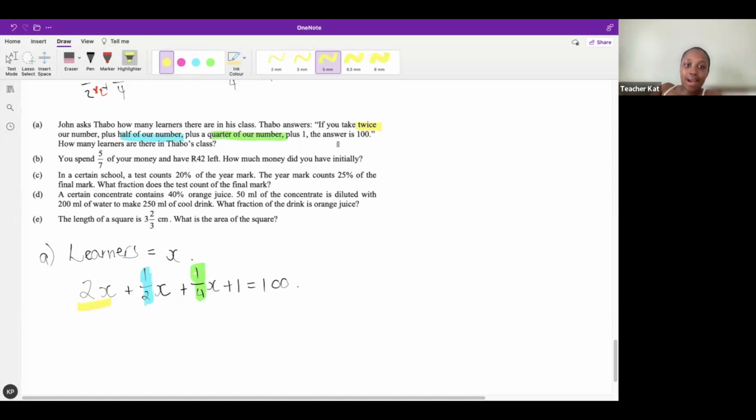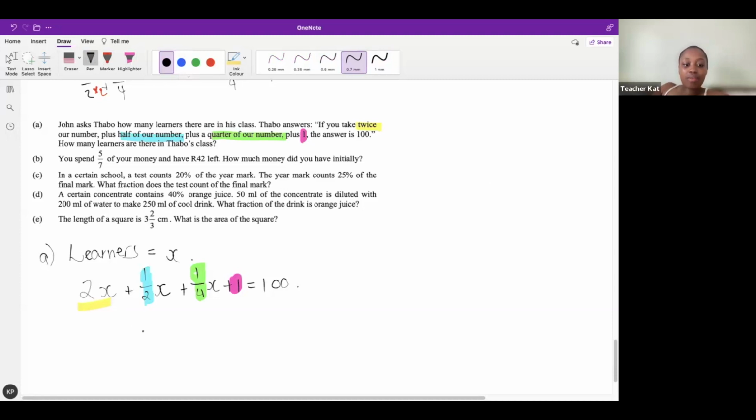And then he says plus 1 at the end. I'm out of colors there. Plus 1. And then he says, if you take all of those, the answer will be 100. So that means this plus this plus this plus this equals 100. Are you with me so far? Hopefully you are. Hopefully I've clarified and found you a little bit. Okay. So wonderful. You're welcome.